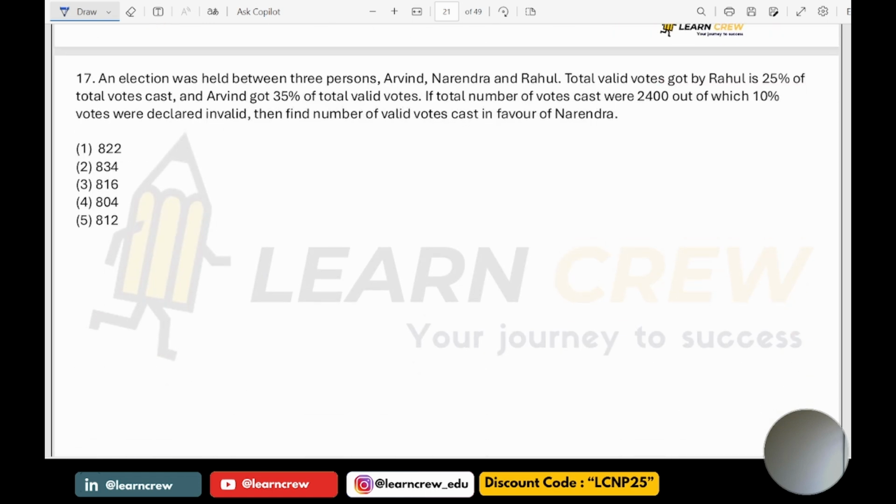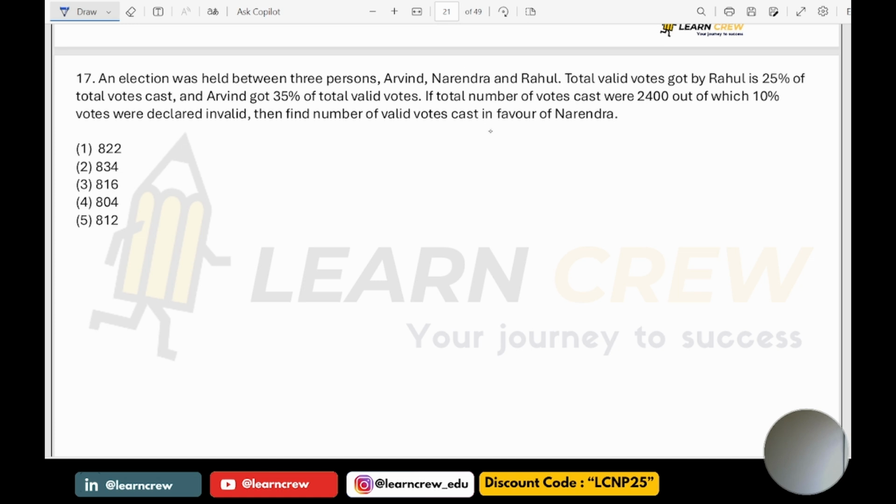Next, an election was held between 3 persons, Arvind, Narendra and Rahul. Total valid votes got by Rahul is 25% of total votes cast, and Arvind got 35% of total valid votes. If the total number of votes cast were 2400, out of which 10% votes were declared invalid, find the number of valid votes.